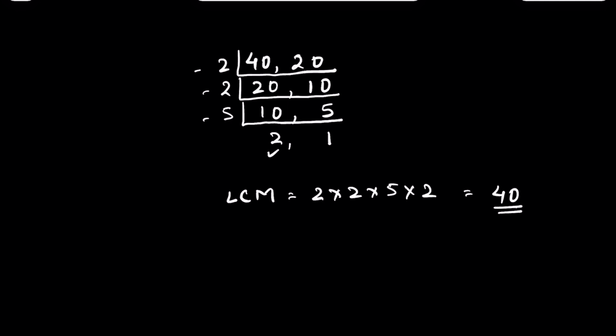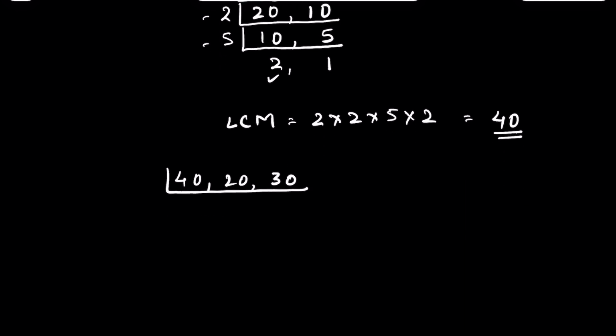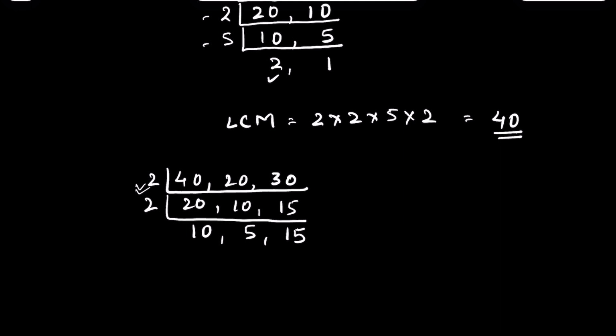When there are three numbers, for example, you have to find the LCM of 40, 20 and 30. In that case also we do the same thing. Divide it by the smallest number starting. If you are taking three numbers, at least two numbers should be divisible by the number taken here. So 2 times 10 is 20 and 2 times 15 is 30. Again 2 times 10 is 20 and 2 times 5 is 10, and 15 is not divisible by 2, so we write it like that only.